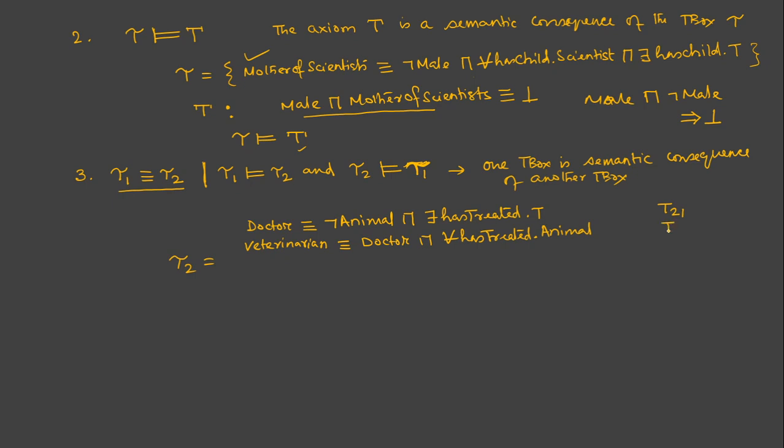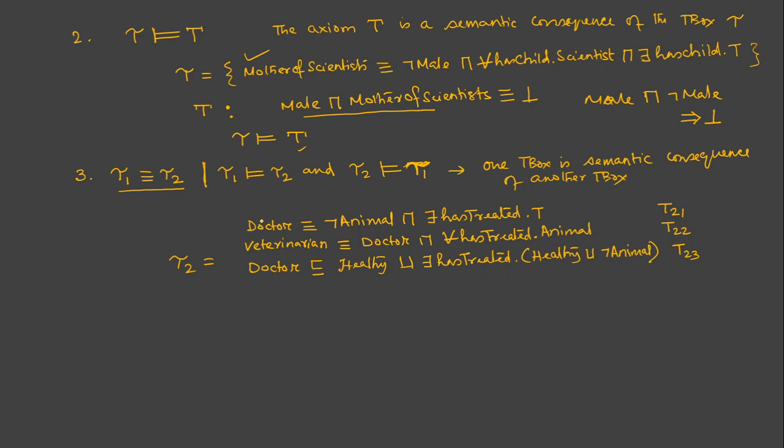And let us name this to be say T2. But the third one is something different than the first one. So the third axiom that we have, again: Doctor is a subclass of Healthy union there exists has treated Healthy union not Animal, and this is our T23.